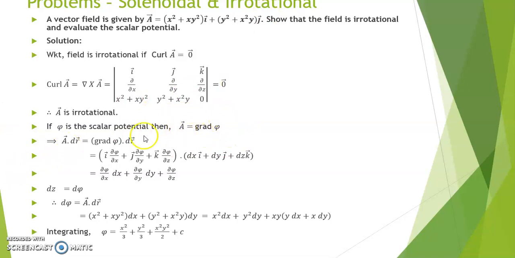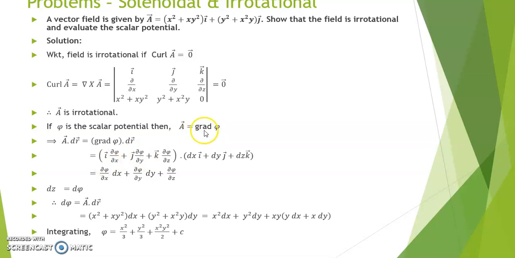So you know what is a vector? This is a vector, gradient phi, right? Now what I am trying to do here: A vector dot dr vector is equal to gradient phi dot dr vector. So on both sides I am taking the dot product with dr vector. Remember this, gradient phi is nothing but del phi. You know what is del? ∂/∂x i vector plus ∂/∂y j vector plus ∂/∂z k vector. You just keep this phi on top of the partial derivatives, right? So that is called gradient phi.